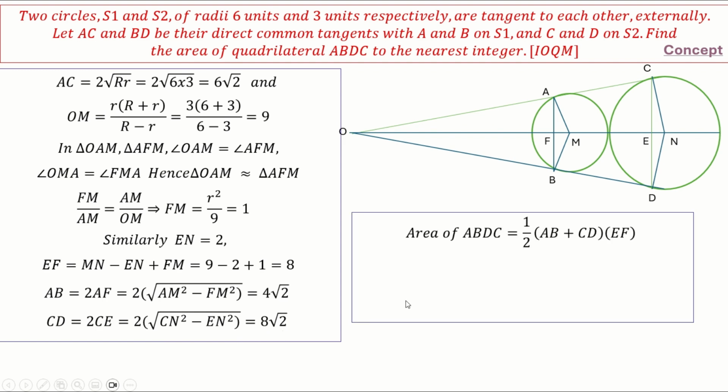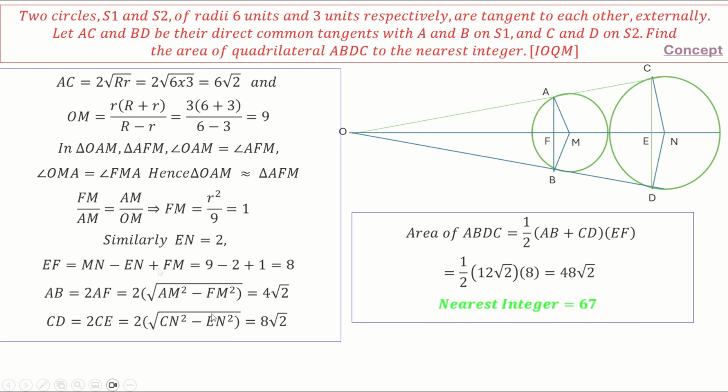Okay, area of ABCD trapezium is half into sum of parallel lines into height. Height is EF, right? So if I substitute all the values, I'll get 48 square root of 2. The nearest integer is around 67. Okay, this is the answer. Yeah, next.